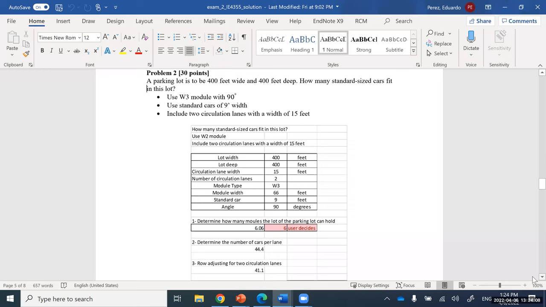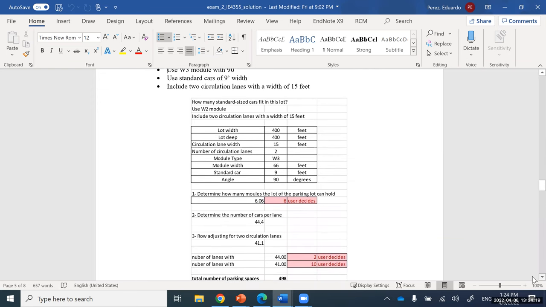So for instance, in this case, we have 44 spaces for those lanes that were not affected by the circulation lane, and 41 spaces for the ones that were affected by the circulation lanes. In total, there were 10 lanes that were affected. The only two that were not affected were the ones on the corners. So you had two lanes with all parking spaces possible, and the ones in the middle with only 41. In total, you got 4,498 spaces. And the solution should be the same for all of you because the area for the space was 400 by 400, so it was a square.